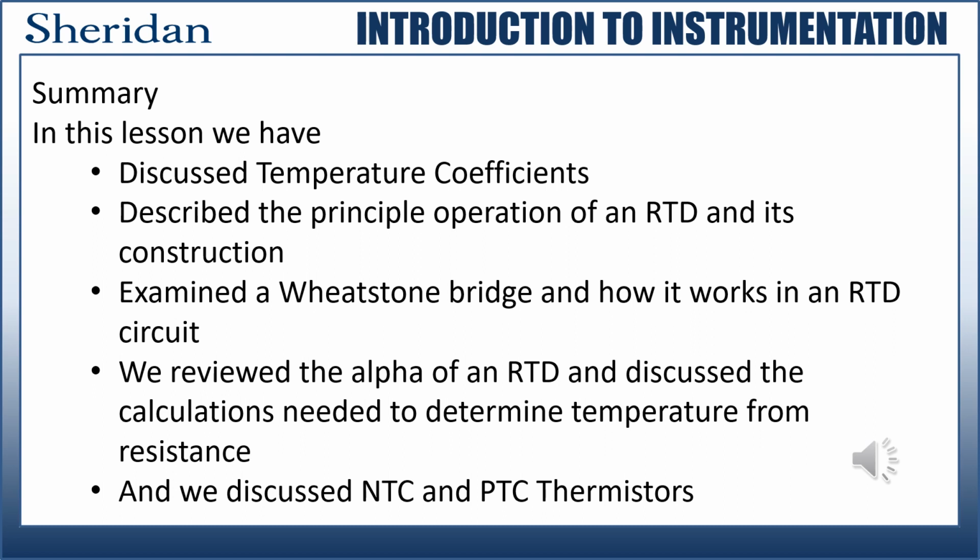In this lesson, we have discussed temperature coefficients, described the principal operation of an RTD and its construction. We examined a Wheatstone bridge and how it works in an RTD circuit. We reviewed the alpha of an RTD and discussed the calculations needed to determine the temperature from resistance. And we discussed NTC and PTC thermistors.